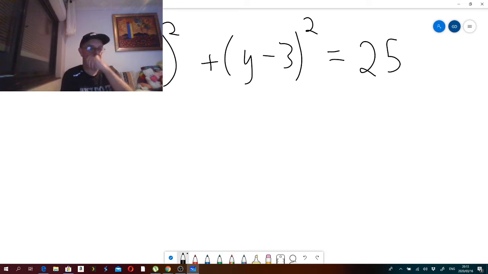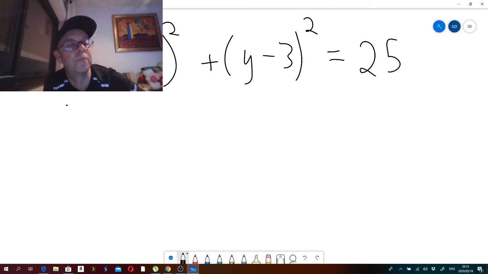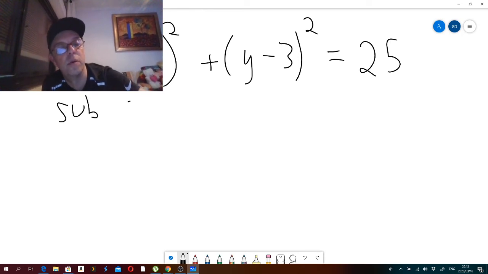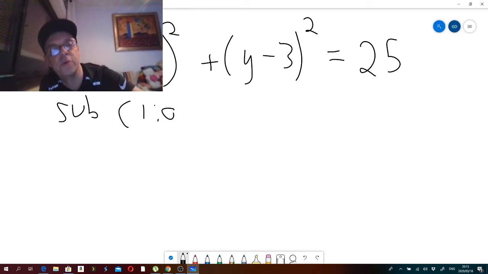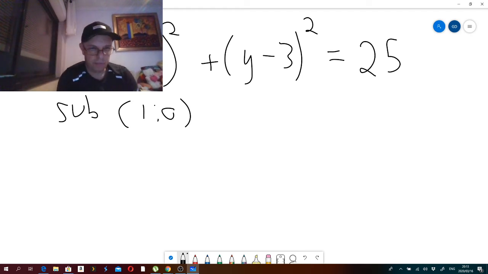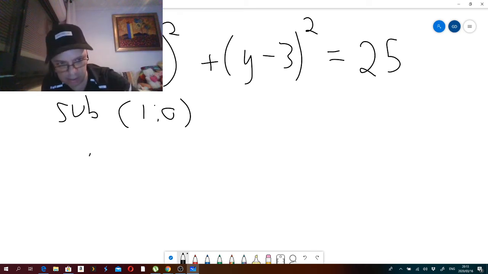Okay, if it must cut at 1, 0, it means that if I substitute the points 1 and 0 in for the x and y, then the equation must still hold true. So let's sub it in. Sub 1, 0. Well, what is 1 minus 5? It's minus 4, and minus 4 squared happens to be 16. So we get 16 for our formula.